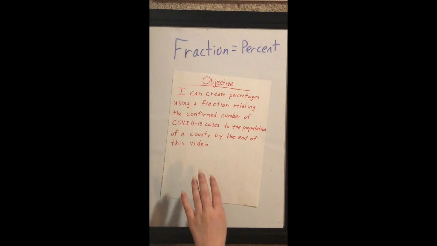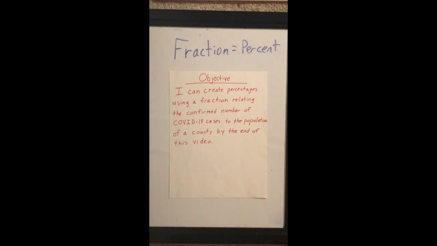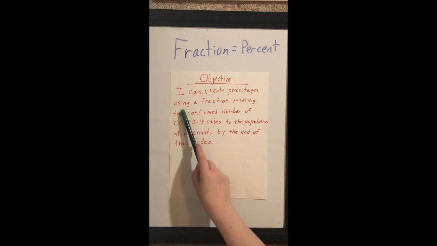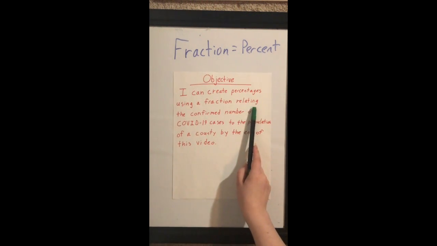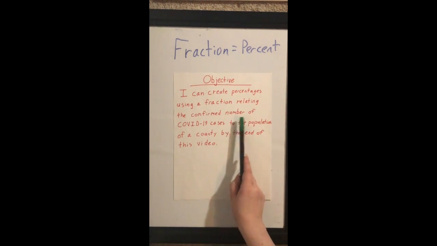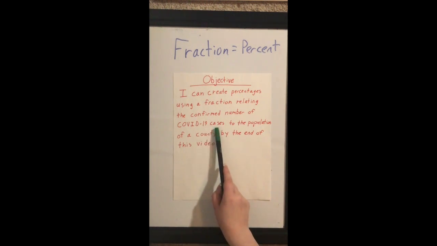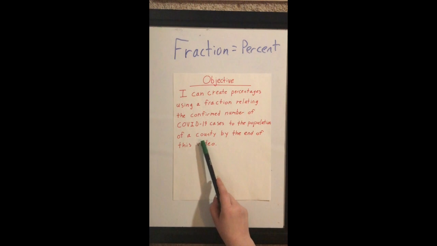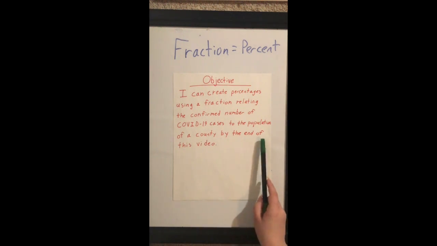Okay, so if you can, read aloud with me. I can create percentages using a fraction relating the confirmed number of COVID-19 cases to the population of a county by the end of this video. Okay, so lots of words there. Let's break it down a little bit so we can understand exactly what we're trying to accomplish today.